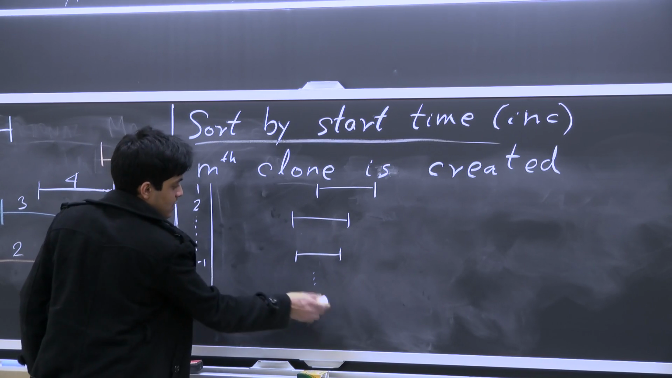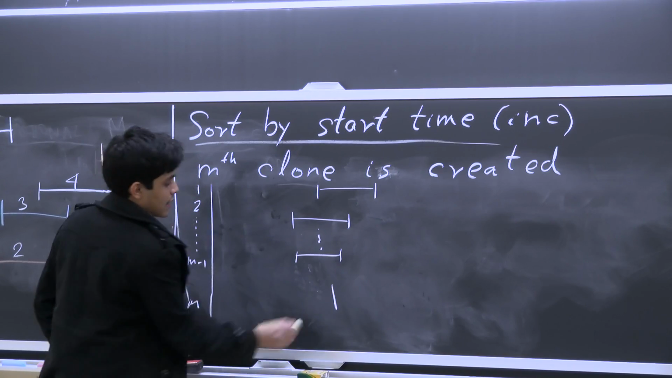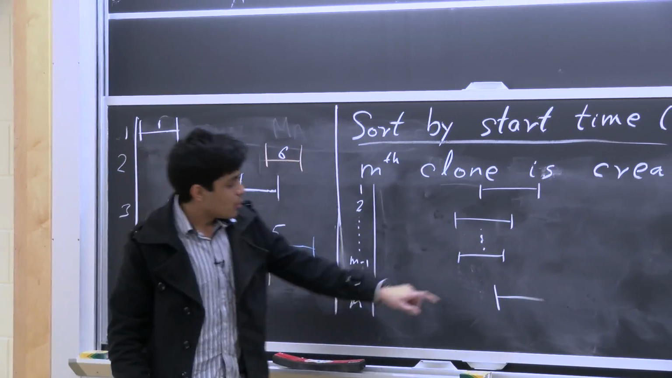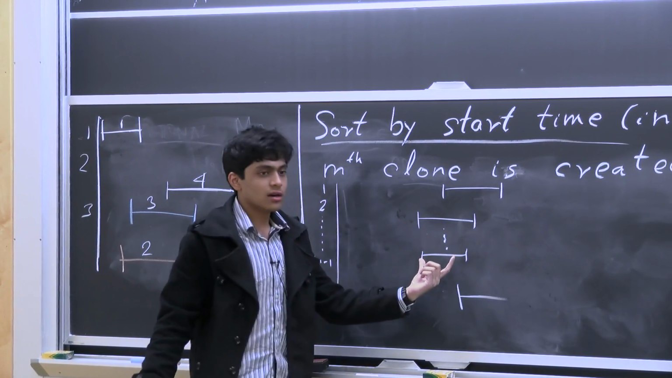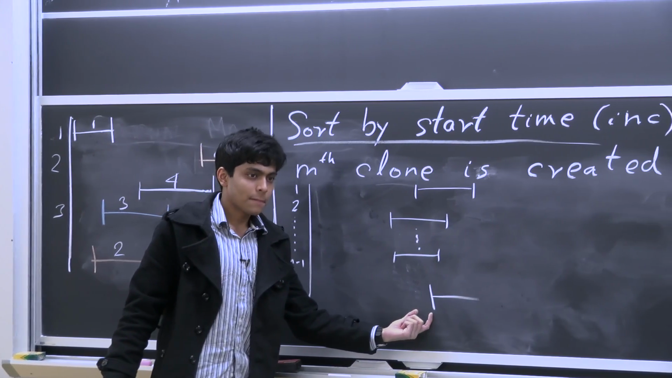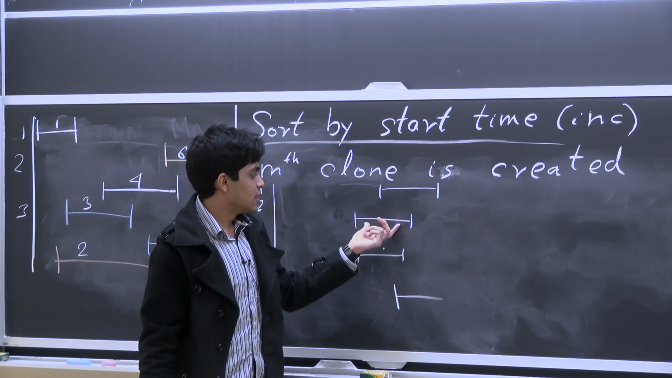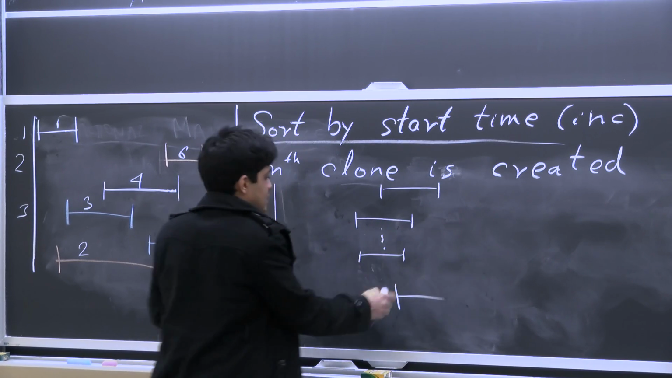The start time is somewhere, let's say, here. Now you know that you're only adding a new clone when you don't have an available slot. That means there is some interval here which intersects with this one. Okay. So how do you show that there's one interval? Consider any level. Let's say there is no interval that intersects with it.